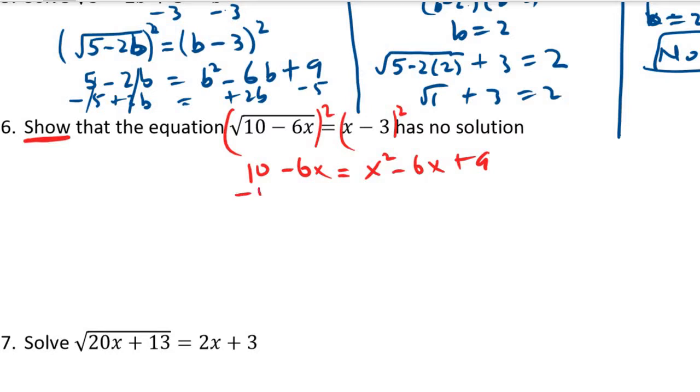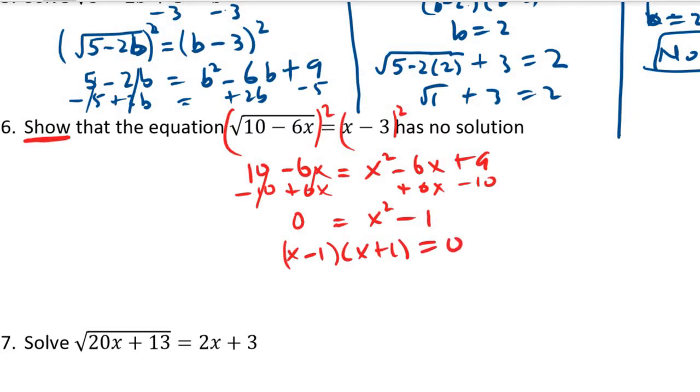Minus 10, plus 6x, and then this is going to be 0 equals x squared minus 1. Okay, this is going to cancel. Then you're going to factor this. x minus 1 times x plus 1 equals 0. So x equals 1 or x equals negative 1.